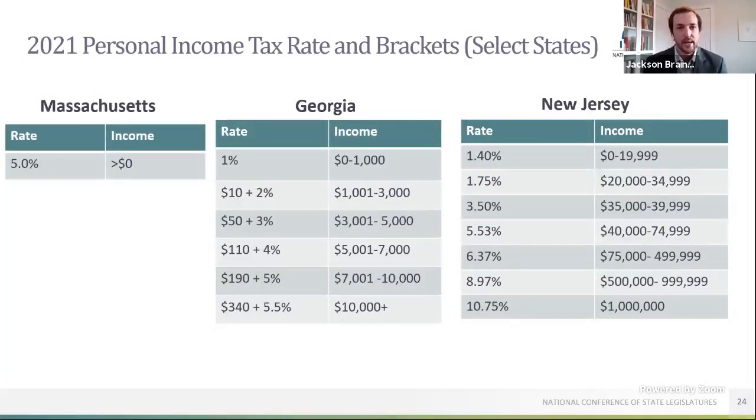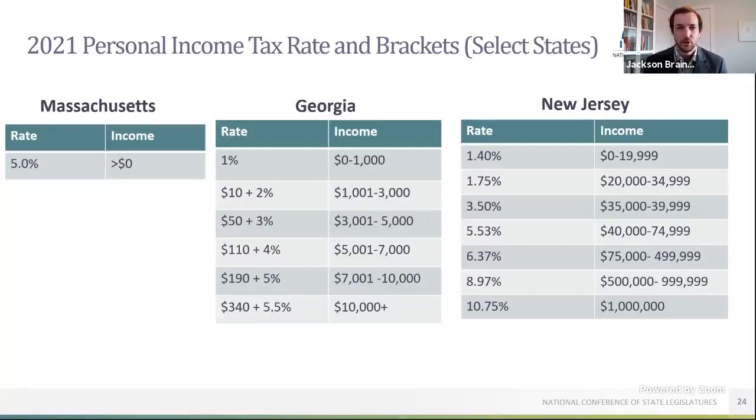Next slide, please. But if you want to get a better picture of effective tax burdens, you need to take the income tax brackets into account. For example, Massachusetts has a relatively low marginal rate of 5%, but it is a flat rate that applies across all income levels. Georgia has 6 rates levied at different income levels, and its top rate of 5.5% is applied to all income over $10,000.